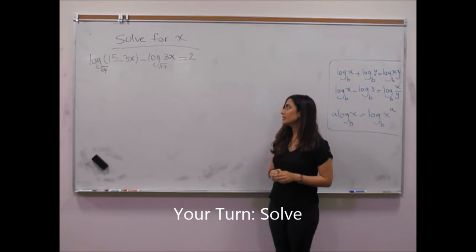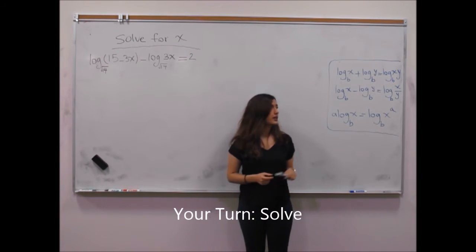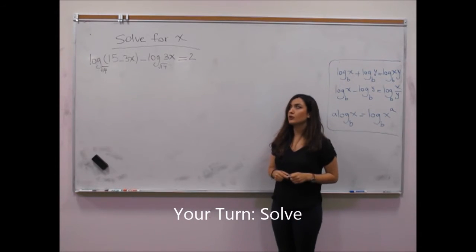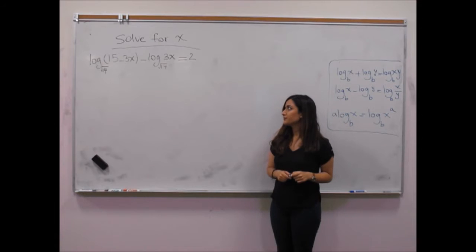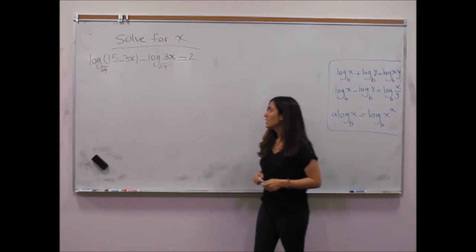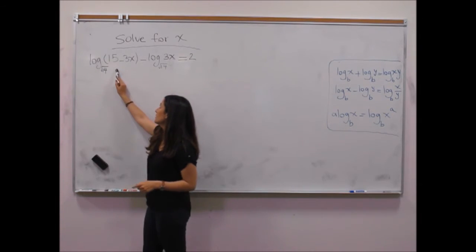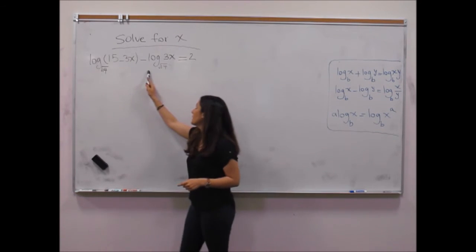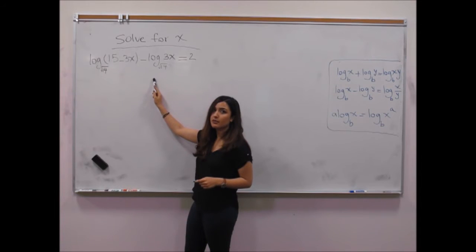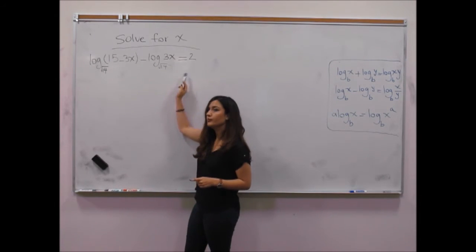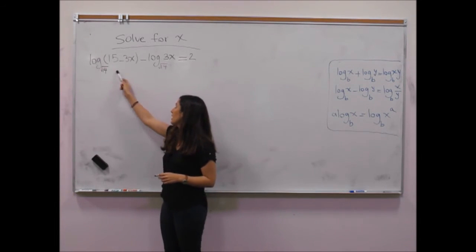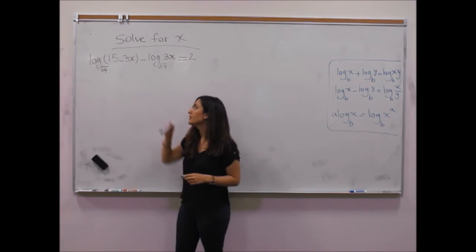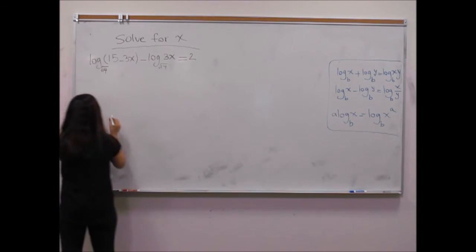Okay, so I have another example here for you to try, and you can use these properties to solve that, and then go over it together. Alright, so it's log of 15 minus 3x base root 14 minus log of 3x base root 14 equal to 2. As you can see, I have two logs with the same bases and a minus sign here. So I can rewrite them as one log.